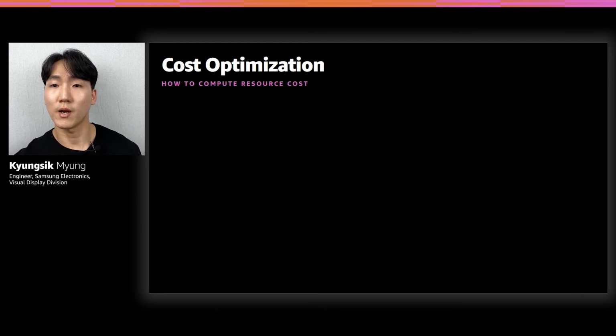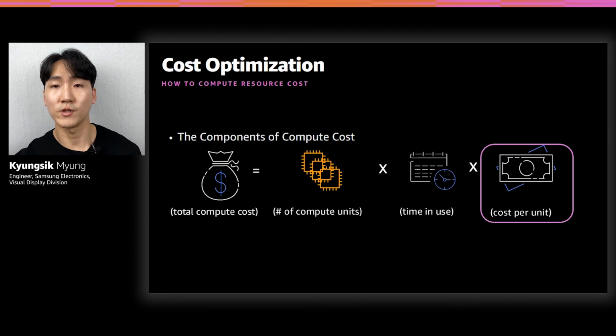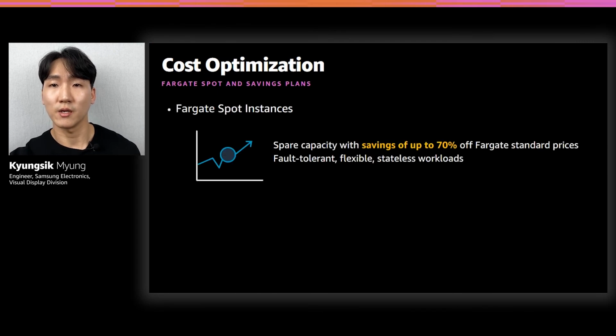We have talked about number of compute units and time in use. Now we will talk about reducing cost per unit. We use the Fargate Spot instances to reduce cost per unit. Fargate Spot concept is the same as EC2 Spot instances. We can use spare Spot capacity to run our tasks. AWS Fargate Spot gives us up to 70% discount, and it's huge.